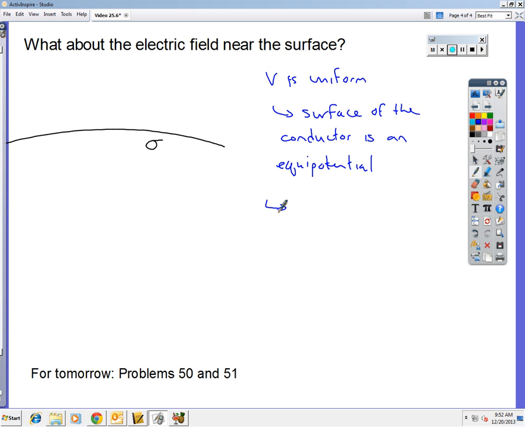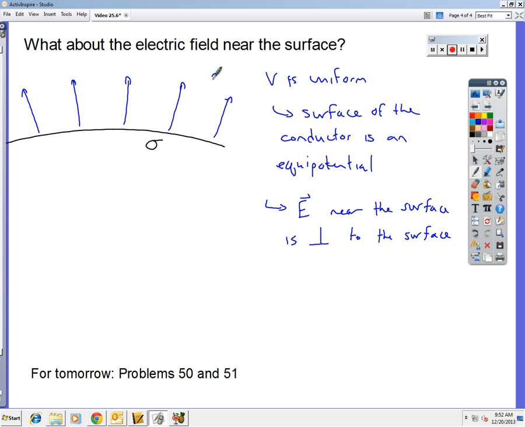which in turn means that the electric field near the surface is perpendicular to the surface. So if we draw the electric field here, it's always perpendicular to the surface of the conductor, and the electric field inside the conductor is 0.